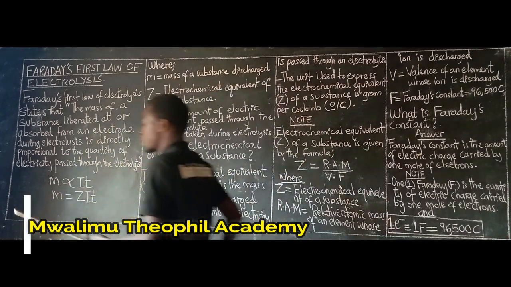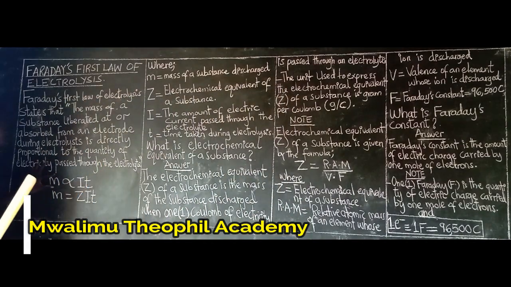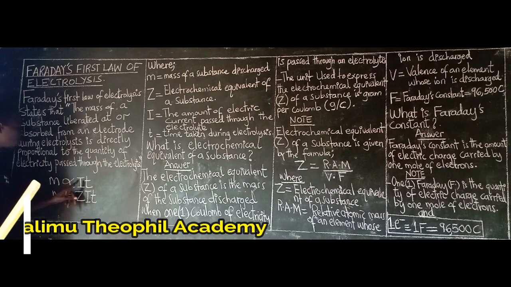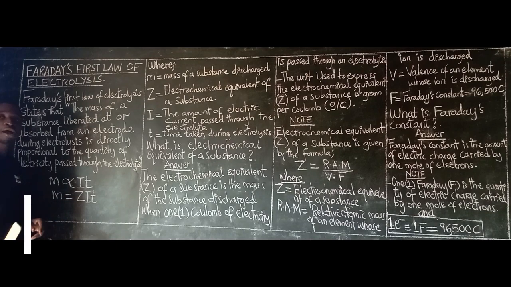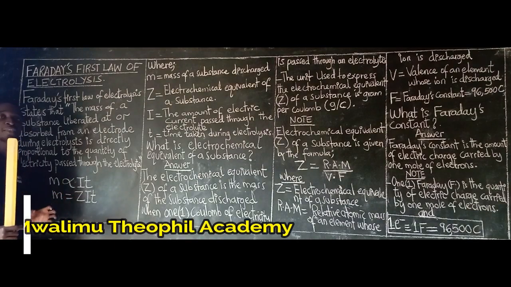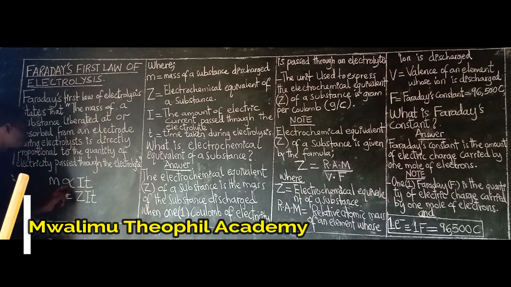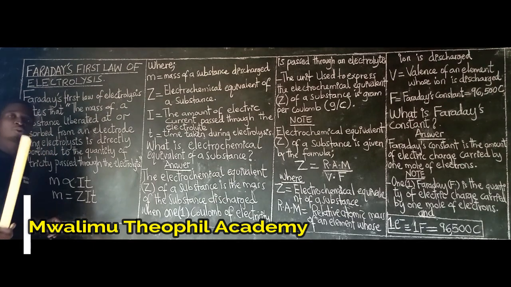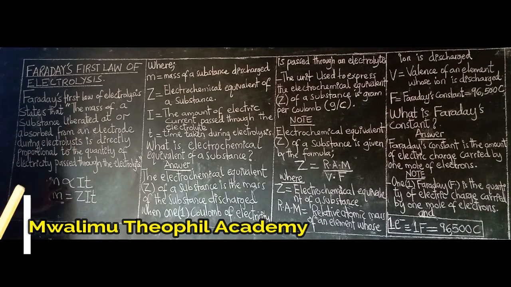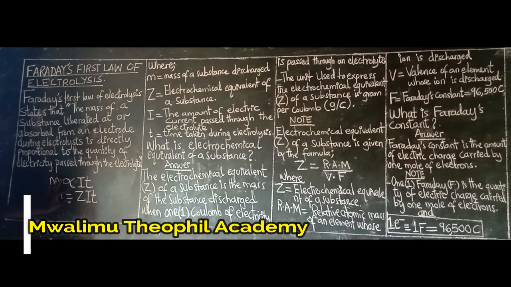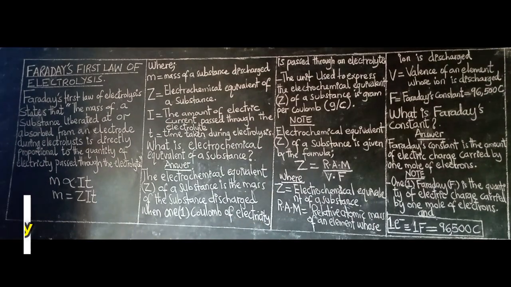As you can see here, I have written that the mass is directly proportional to current times time. You have to know that when you take current times time, that is where we get the quantity of electricity, the charge. After removing the proportionality sign, we get mass is equal to ZIT. What is the value of Z? Z is the constant value known as electrochemical equivalent. This is the standard formula used to express Faraday's first law of electrolysis.